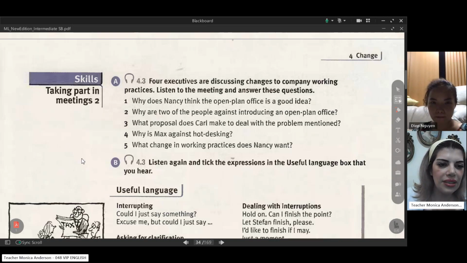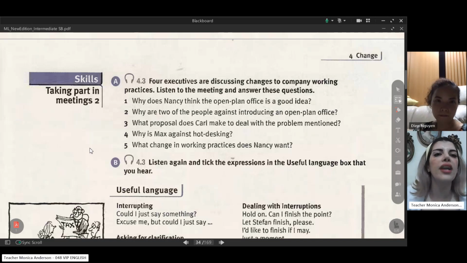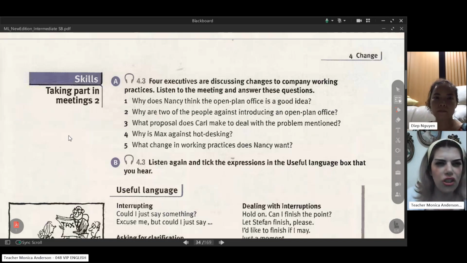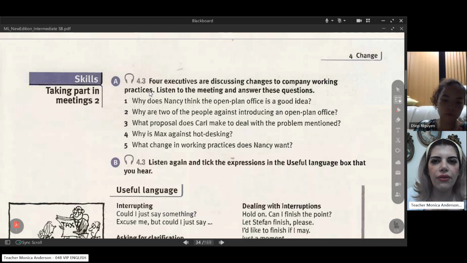Wait a moment. Instead of saying wait me, you say, for example, wait a moment. For example, I need to drink water. Hold on is better. Of course, you can use both of them, but hold on is better. Hold on, yeah. Okay.